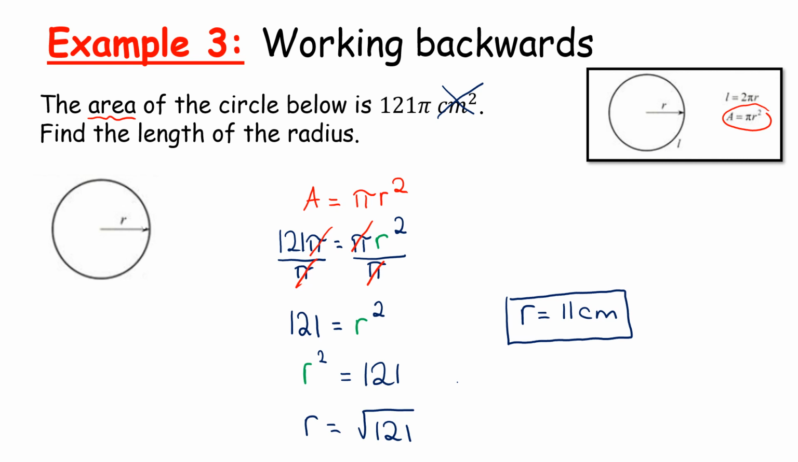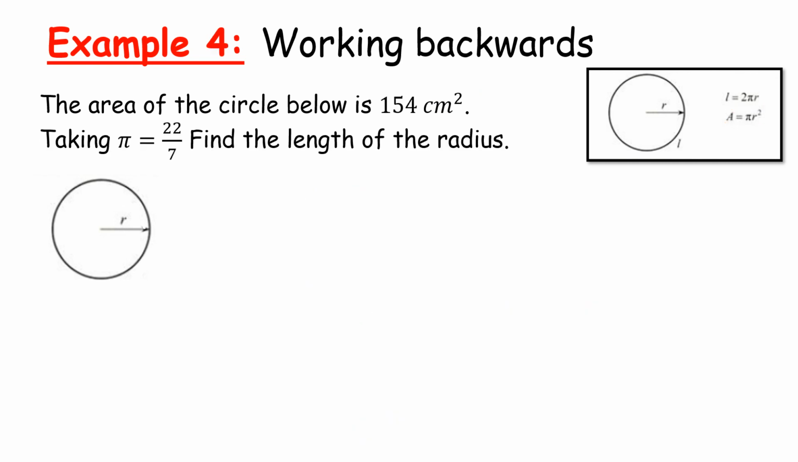We're going to see this method again and again as we start working backwards with all of our different formulas in this video. So let's take another example of working backwards. But the difference here is we're not going to be given our area in terms of pi. So we're told the area of a circle is 154 centimeters, taking pi as 22/7, find the length of the radius. So this time we have to sub in for pi.